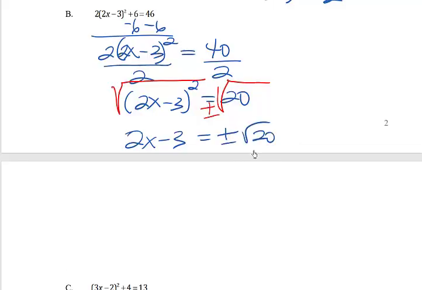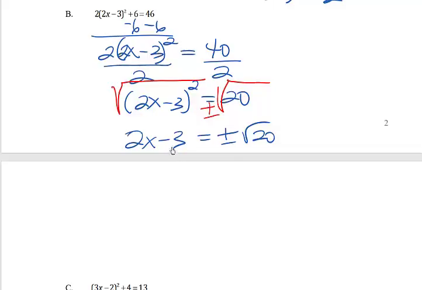Now be careful here. We're not done. The x is not yet by itself. I have a couple of simple algebra steps. We're not saying that x is either positive root 20 or negative root 20. We're saying that 2x minus 3 is either positive root 20 or negative root 20. I'm going to have to work with that as I go through my algebra.